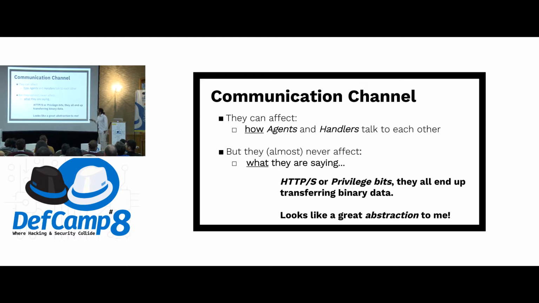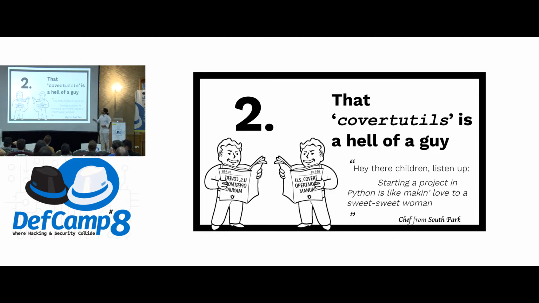So, communication channels, summing up: they affect how the agents and handlers talk, but they can also affect what they say. Because if we make an abstraction and take HTTP or DNS or whatever network protocol, plus the privilege bits from the previous slide, a big abstraction, it kind of works. We don't care about the communication channel, we're just passing binary data. So, the covertutils.